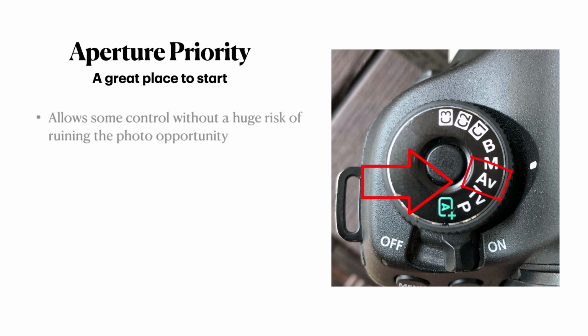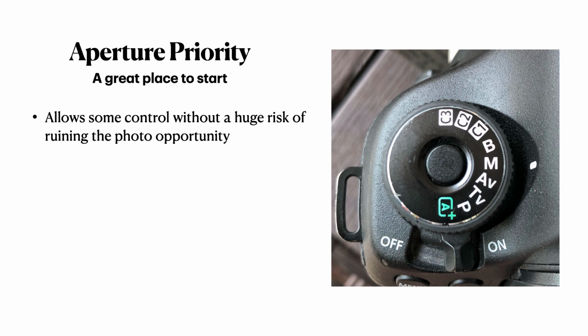What I would suggest is switching your camera to Aperture Priority, and basically you're getting some control of the image, but you don't have a huge risk of ruining the shot. You're probably not going to completely mess something up, but you can still decide if you want shallow depth of field or a lot of depth of field. You're kind of making those decisions and then just letting the shutter take care of itself.